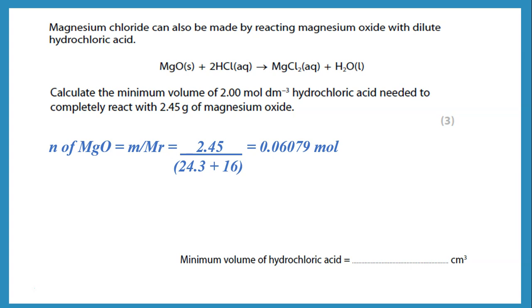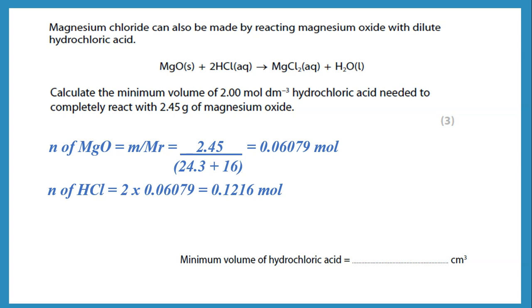What is the mole ratio of magnesium oxide compared to HCl? You can see that the equation says 1 mole of magnesium oxide needs to react with 2 moles of HCl. And that means if I have the number of moles of magnesium oxide, then the number of moles of HCl is twice of that. So now I have number of moles of HCl. Then what are we required to get?